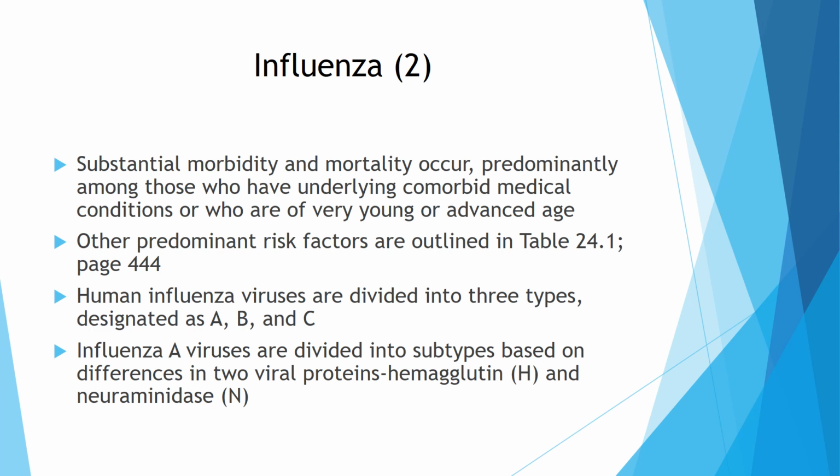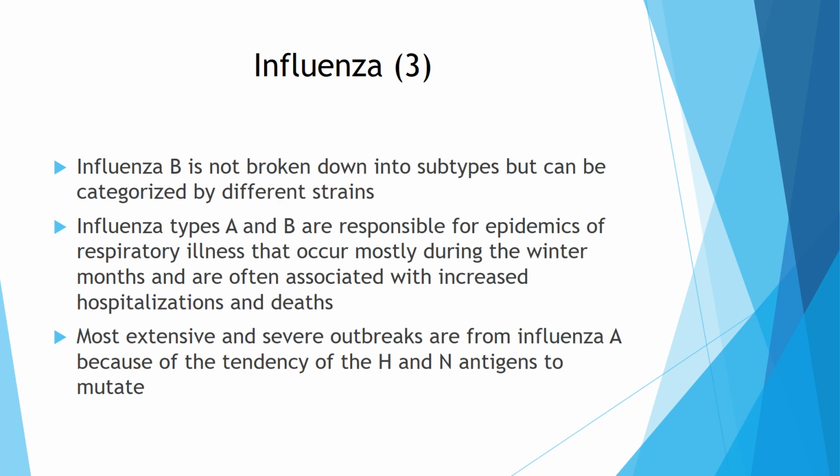Human influenza viruses are divided into 3 types, and they are designated as A, B, and C. Influenza A viruses are divided into subtypes, and this is based on differences in the two viral proteins, hemagglutinin (H) and neuraminidase (N). So influenza B is not broken down into subtypes, but it can be categorized by different strains.